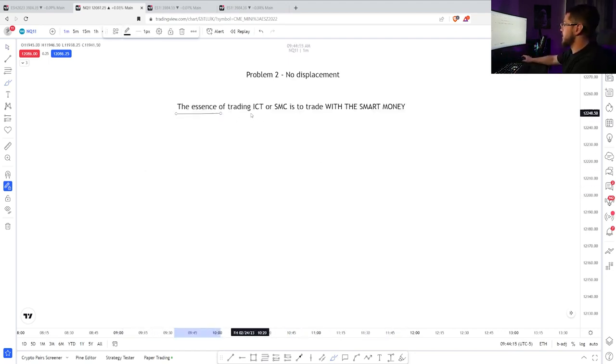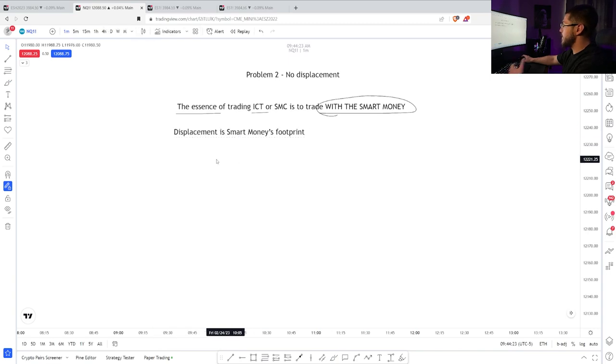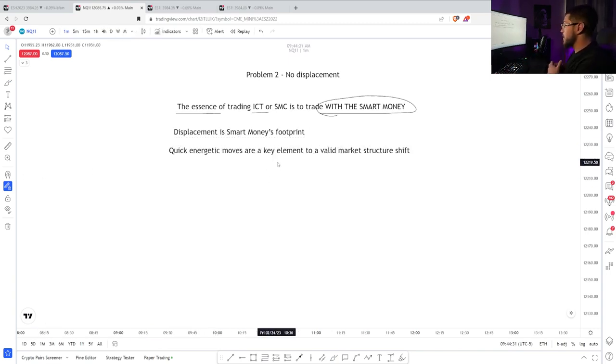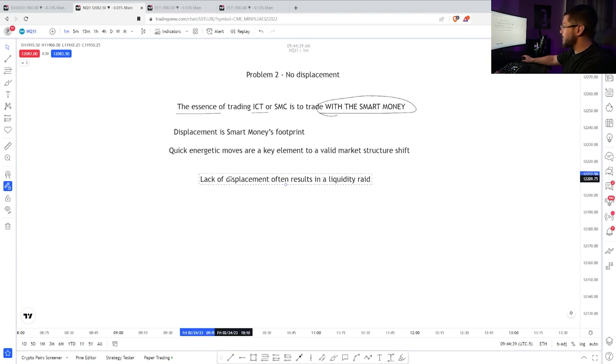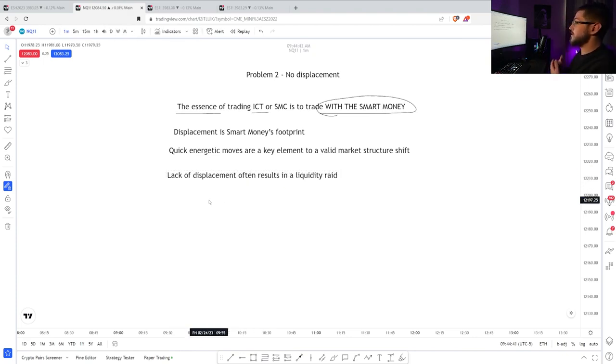The essence of trading ICT is to trade with the smart money. I can't emphasize that enough. Think of displacement as smart money's footprint. If you don't see it, don't get involved. How to identify displacement? Well, you're going to need quick, energetic moves, because if the big player gets involved, it's going to be a big move. Another way to think of lack of displacement is it's oftentimes a liquidity raid. So instead of falling victim to the same concepts you're trying to profit off of, make sure you're on the right side of the market. The most mechanical way to do this is require candle closes whenever you're looking for a displacement.